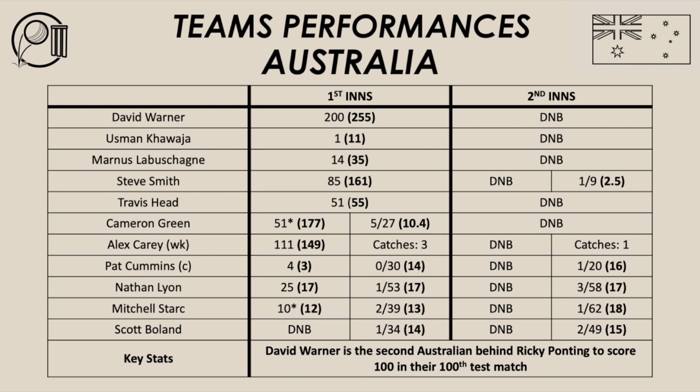200, David Warner, off 255 balls. A true test match innings. Cramping up in the hot conditions, but he battled through that, retired hurt, came back on day 4, but he got bowled first ball by Anrich Nortje for 200, which is a bit of a weird feeling. You retire hurt on 200, you come back to resume your innings, get bowled first ball for 200. It's a bit of a weird feeling.